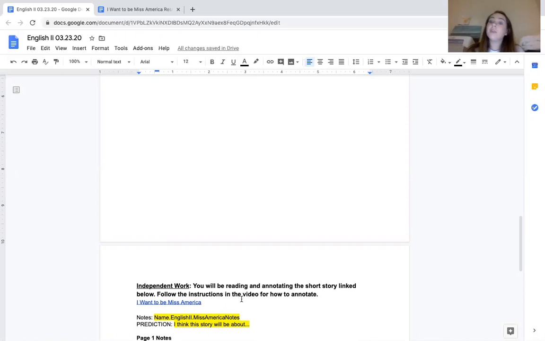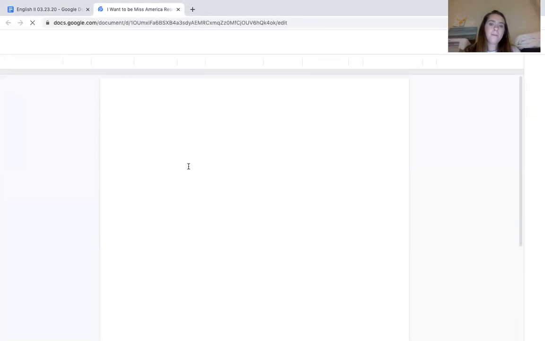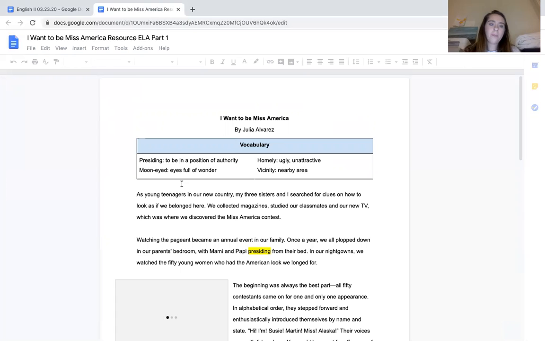Follow the instructions in the video for how to annotate. So I'm about to give you those instructions. Glad you're here to listen to them. So I'm going to go ahead and click this link. Click the document. It's automatically going to open my document in a new tab. And I've got my story right here.